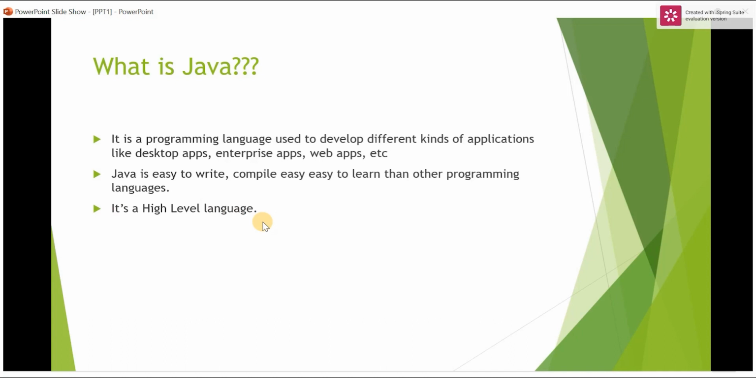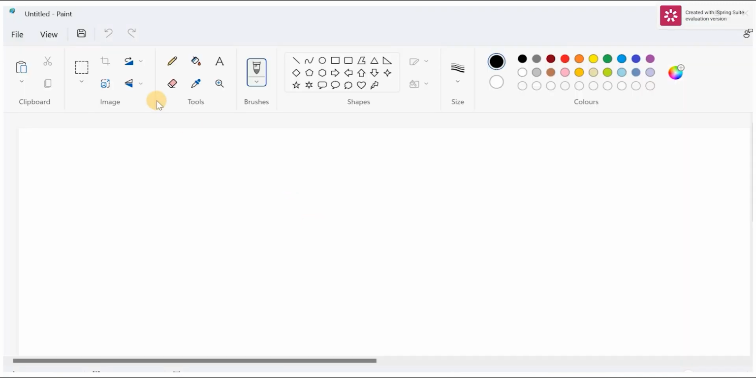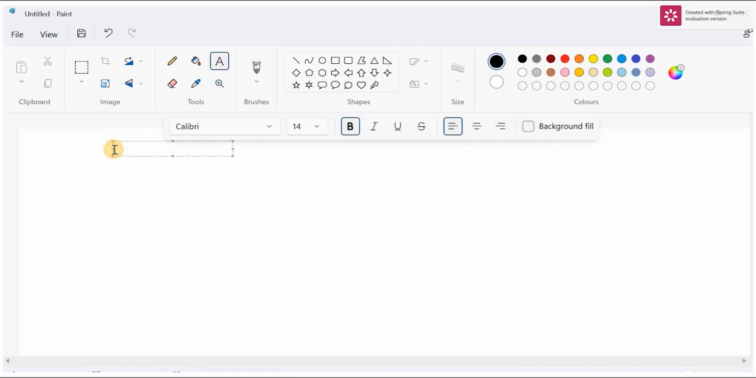Now what is meant by compiling a Java program? Let's understand what compiling a program in Java is. So now let's consider one scenario.